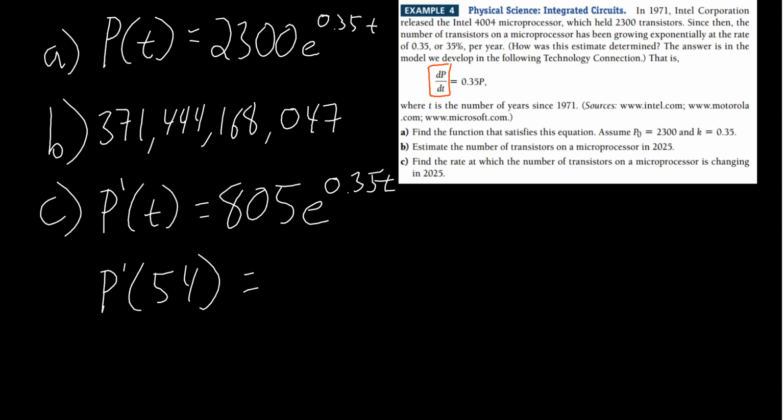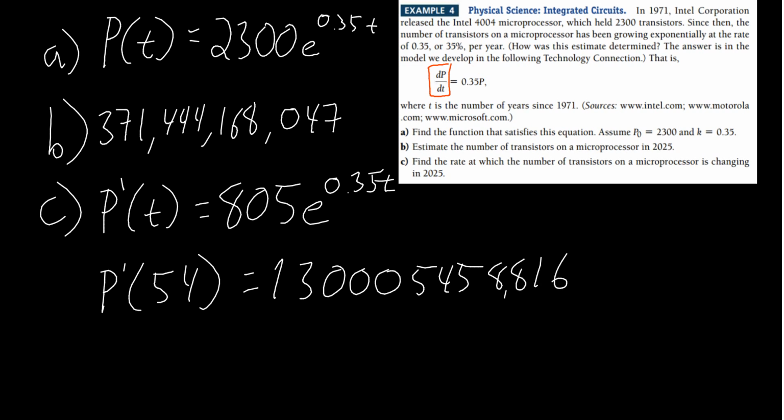Golly, these numbers are humongous. Okay, so 130 billion. So our transistors in 2025, they are increasing at a rate of 130 billion per year. And of course, that is going up every single year, but in 54 years, that's the rate of change. Oh, that's incredible.